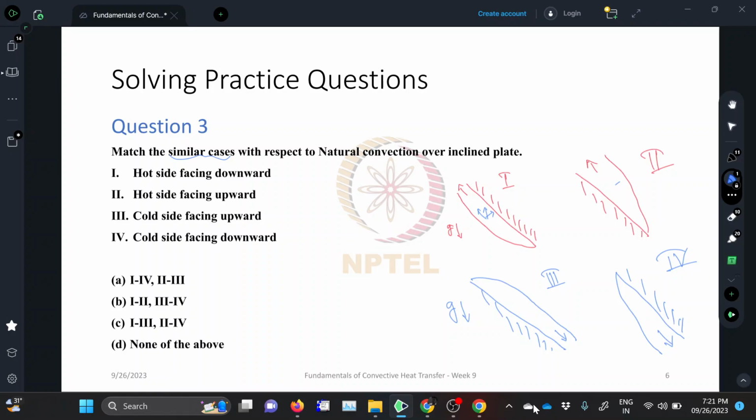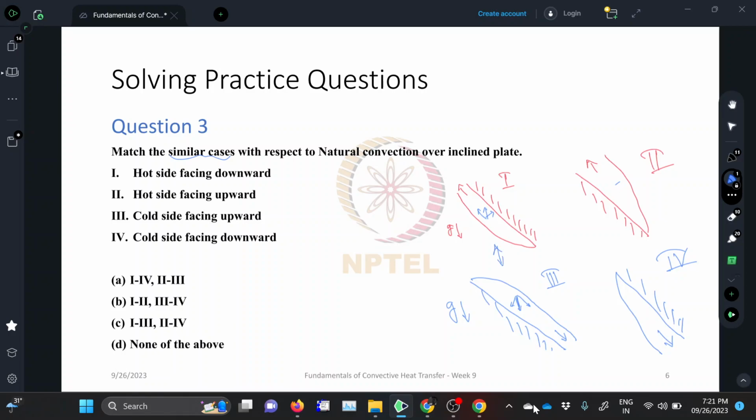So the growth of the boundary layer would be restricted. It would be a thinner boundary layer. The same thing happens for case 3, where buoyancy change drives the flow downward, and that can again be split into two components, one along the streamwise direction and another component towards the plate. That's why case 1 and case 3 are similar.